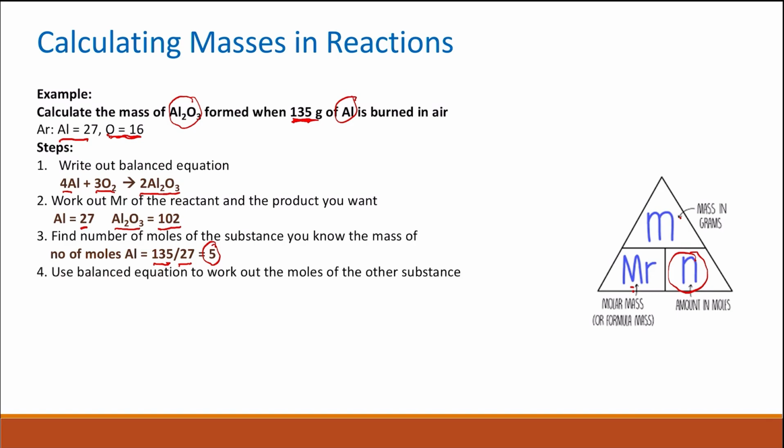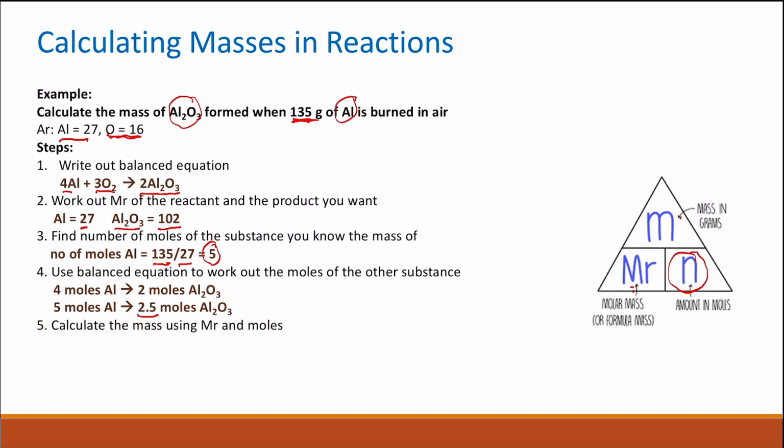Now we will use the balanced equation to work out the number of moles of the other substance, the product, which is the aluminium oxide. So we've seen in the balanced equation that 4 moles of aluminium gave you 2 moles of aluminium oxide. So if 5 moles of aluminium reacted, that will give you 2.5 moles of aluminium oxide.